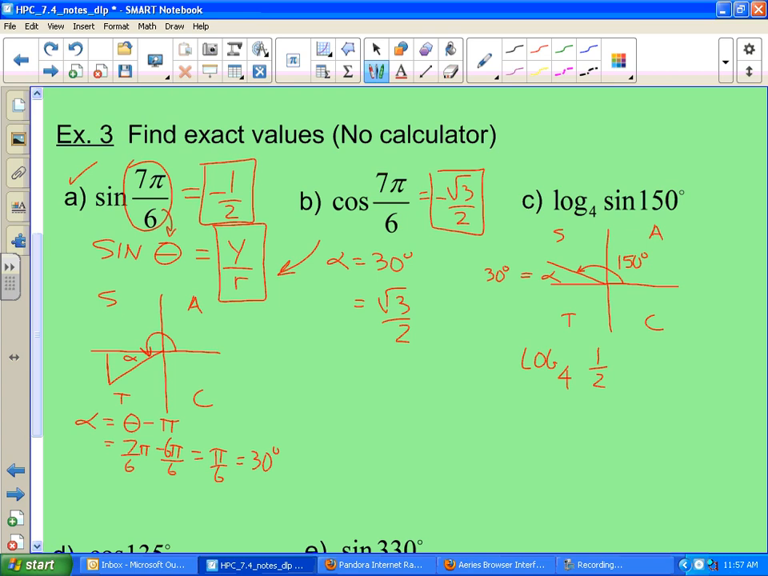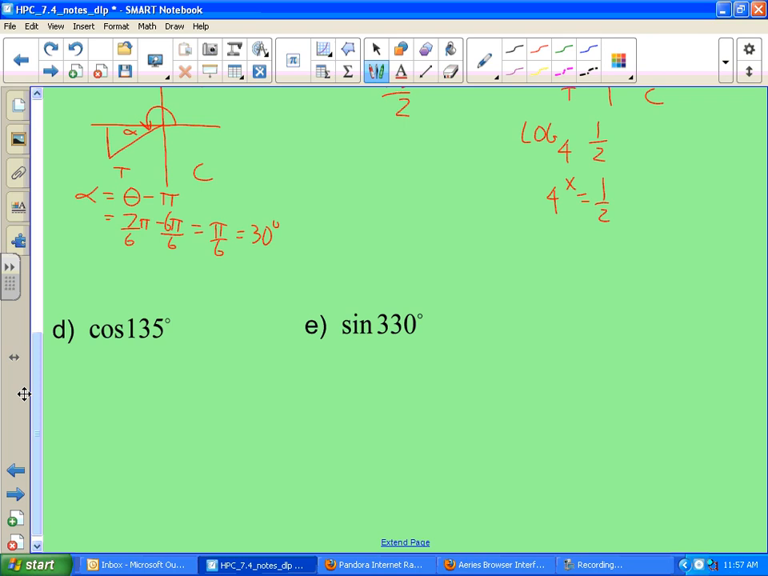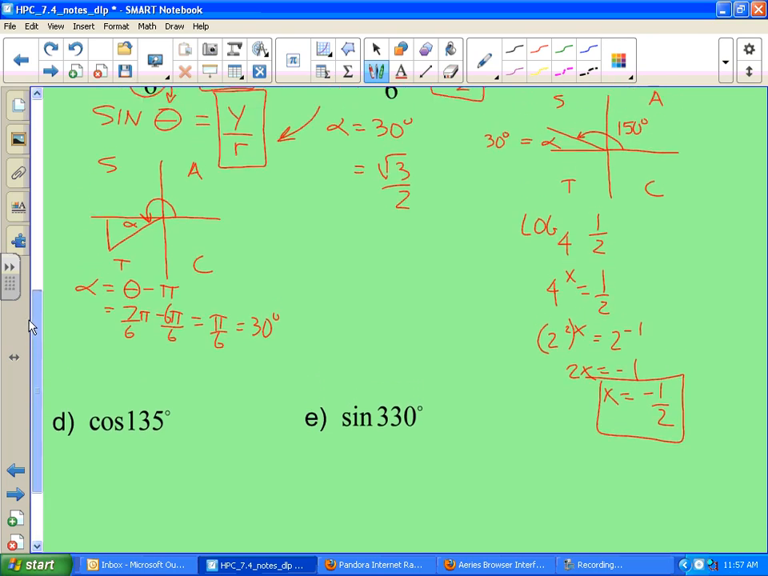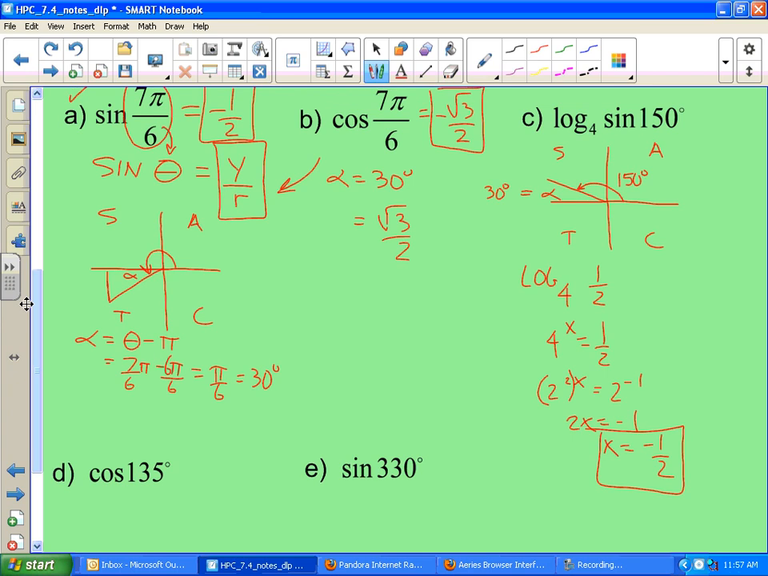And so now we're going to switch our forms, right? 4 to some power equals 1/2. Let's go back to chapter 5. 2 squared to the x power equals 2 to the negative first power. So 2x equals negative 1, or x equals negative 1/2. The sine of 150 is equal to 1/2. Yes.